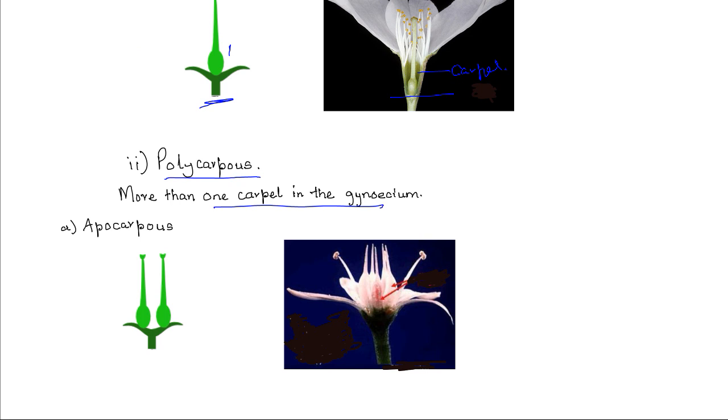The carpels present may be free, that is unfused. Like in this particular case, there are two carpels that are free or unfused. Such a polycarpous gynoecium is said to be apocarpous. And this is how it looks in a typical flower. You have several carpels in this particular flower.